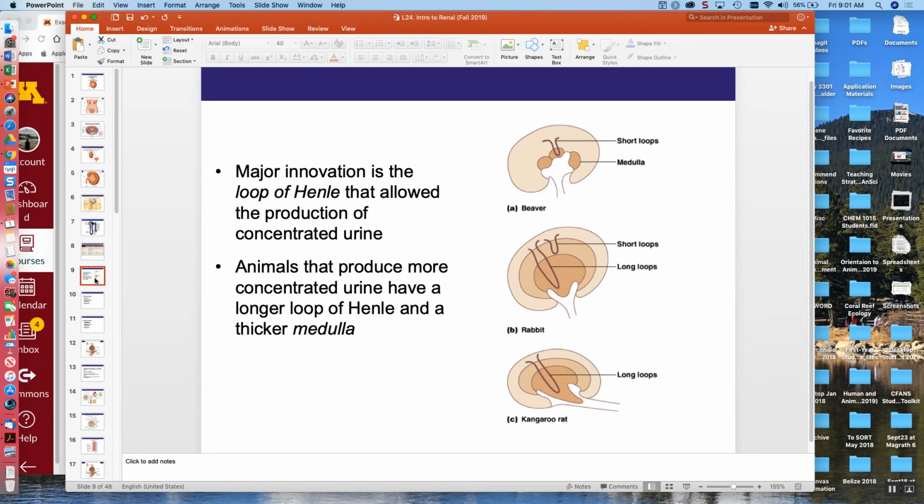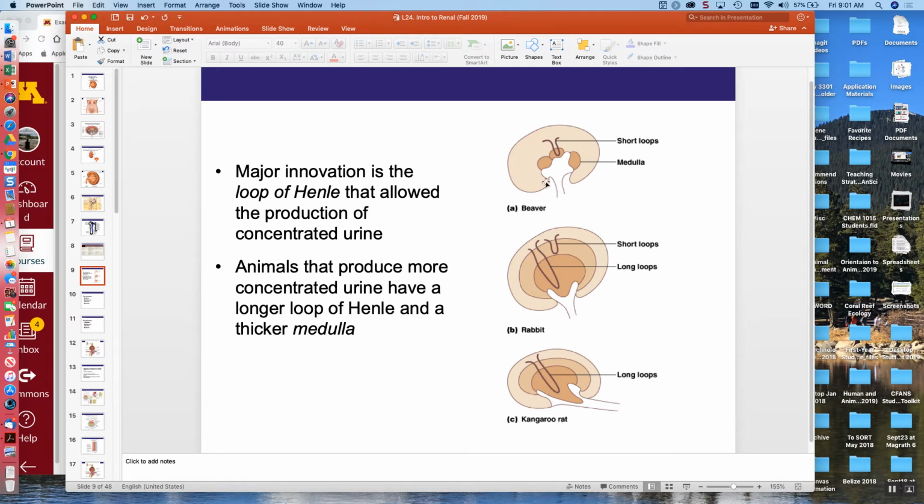So let's talk a little bit about comparative physiology. When we're talking about different species of animals, you'll notice that there is a major innovation within the kidney, and that is the loop of Henle. Right? As animals evolved, the loop of Henle has evolved to help animals concentrate urine. Okay, so the loop of Henle is what allows for animals to produce a very concentrated urine.